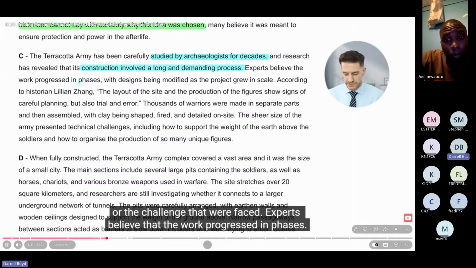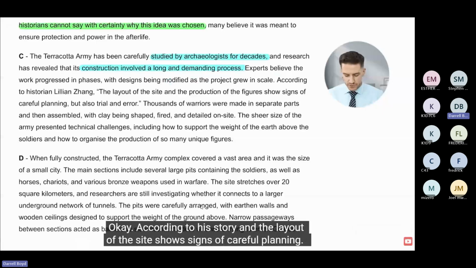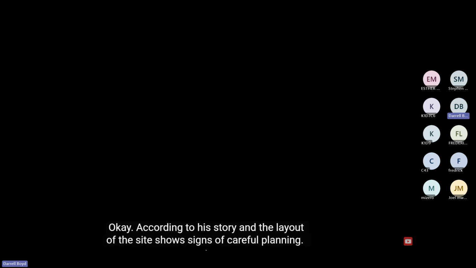Experts believe that the work progressed in phases. Okay, according to historian, the layout of the site shows signs of careful planning. That could be important. Trial and error. Thousands of warriors were made in separate parts. That's quite important. Separate parts and then assembled in detail on site. The sheer size, so that means the very big size of the army, presented a lot of challenges, including how to, and then there are some examples. So support the weight, how to organize the production of so many unique figures.